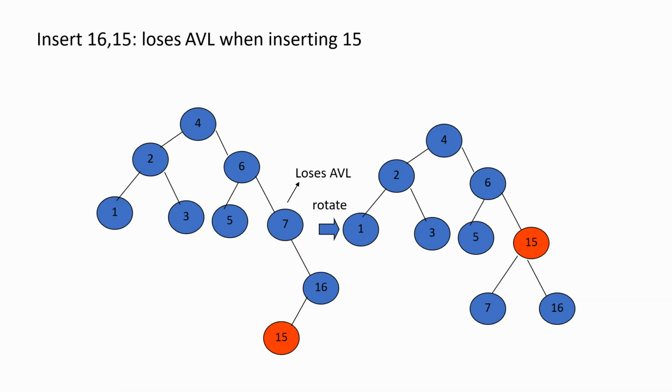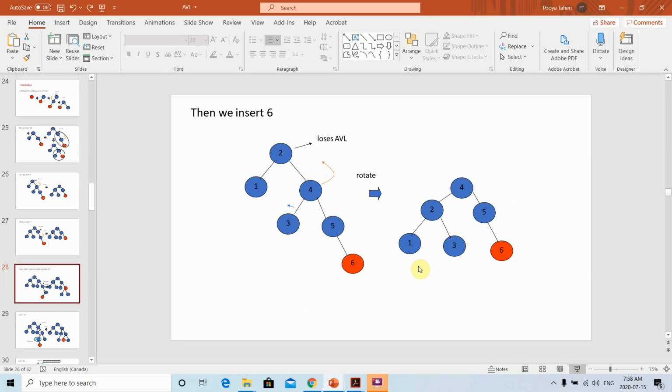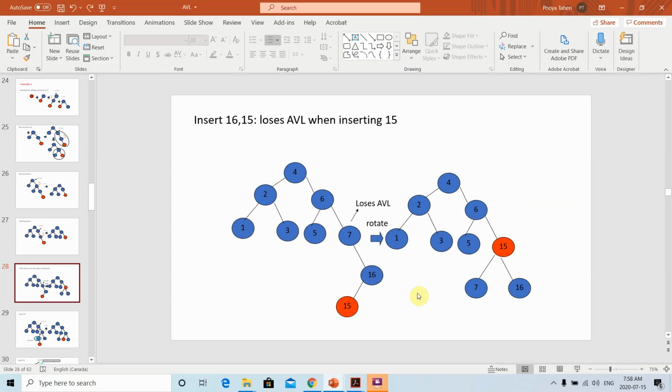Okay, so for a right-left case, maybe I should do it here. For a right-left case, or for a left-right case, we have to do double rotation, okay? RL, we have to do a right rotation, a left rotation. For LR, we have to do a left rotation, a right rotation, okay? So this is an RL case.